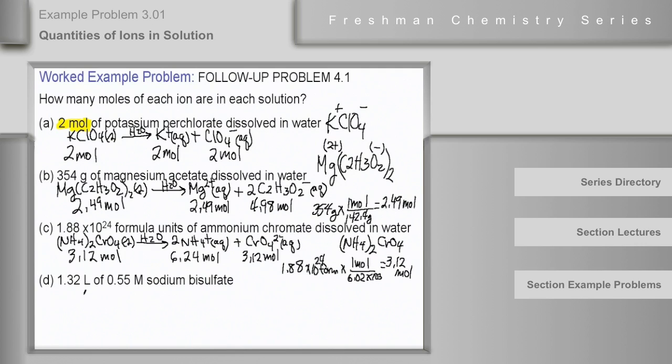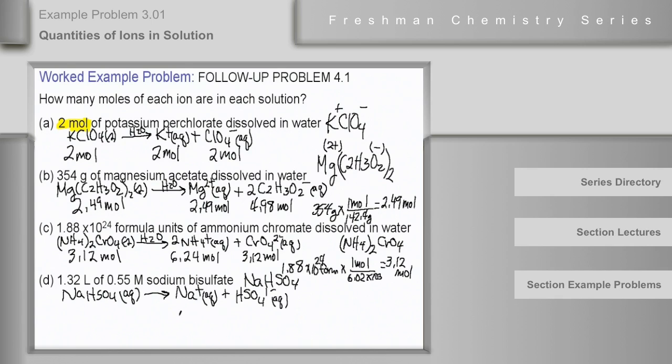In the last case, we are asked to figure out how many moles of ions there are in a solution of 1.32 liters of 0.55 molar sodium bisulfate. The formula for sodium bisulfate, recall that means sodium hydrogen sulfate, has sodium ions and hydrogen sulfate ions. So our equation here is simply aqueous sodium bisulfate dissociating in water to give sodium ions, aqueous, plus hydrogen sulfate ion, aqueous.